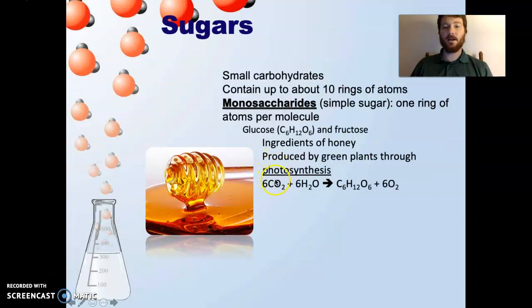Sugars, monosaccharides, simple sugars, have 1 ring of atoms per molecule. Glucose is an example of this, C6H12O6. You see there's double the amount of hydrogen than carbon and oxygen. Glucose is the main ingredient of honey. It is produced by green plants through photosynthesis. Take carbon dioxide and water, create glucose and oxygen. That's how plants do their thing.